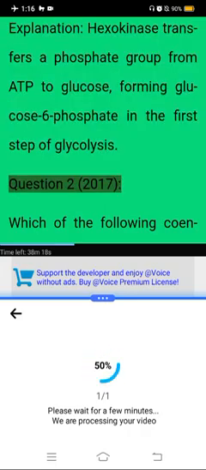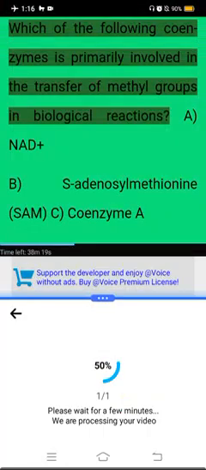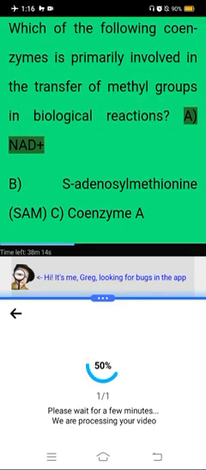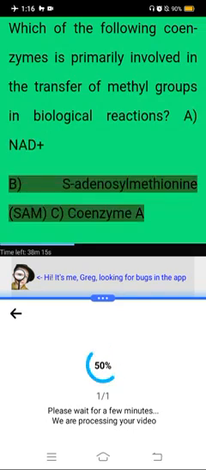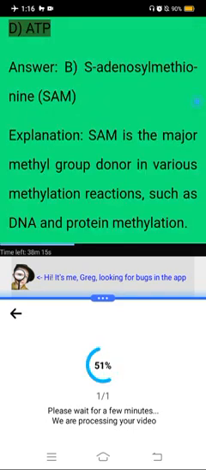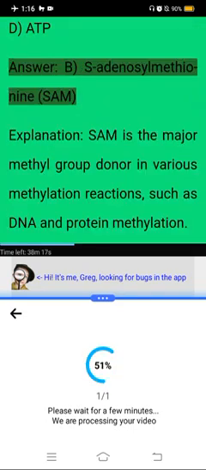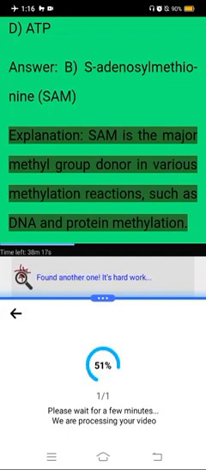Question 2, 2017. Which of the following is primarily involved in the transfer of methyl groups in biological reactions? A. NAD+. B. S-adenosylmethionine, SAM. C. Coenzyme A. D. ATP. Answer. B. S-adenosylmethionine, SAM. Explanation. SAM is a major methyl group donor in various methylation reactions, such as DNA and protein methylation.